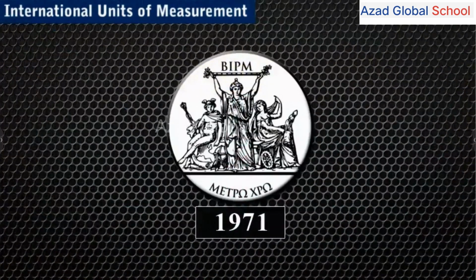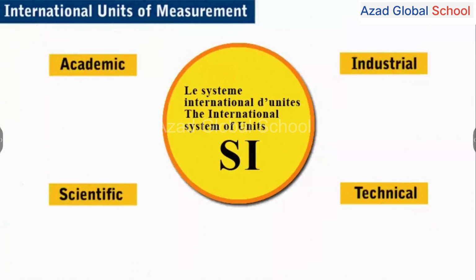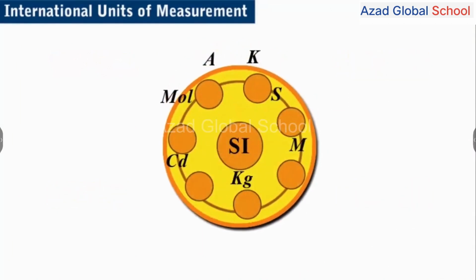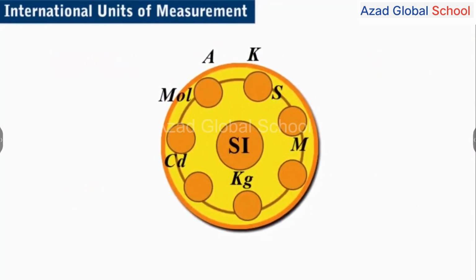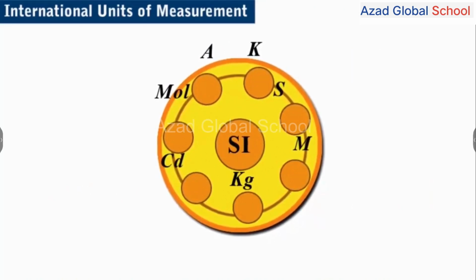However, in 1971, the General Conference on Weights and Measures recommended a standard set of units of measurements with their symbols and abbreviations. This system is known as Système International des Unités, French for International System of Units, abbreviated as SI. Currently, SI units are followed globally for all scientific, academic, commercial, technical, and industrial purposes. In SI, there are 7 base units for the 7 physical quantities taken as fundamental quantities. Following are the quantities and their corresponding units.